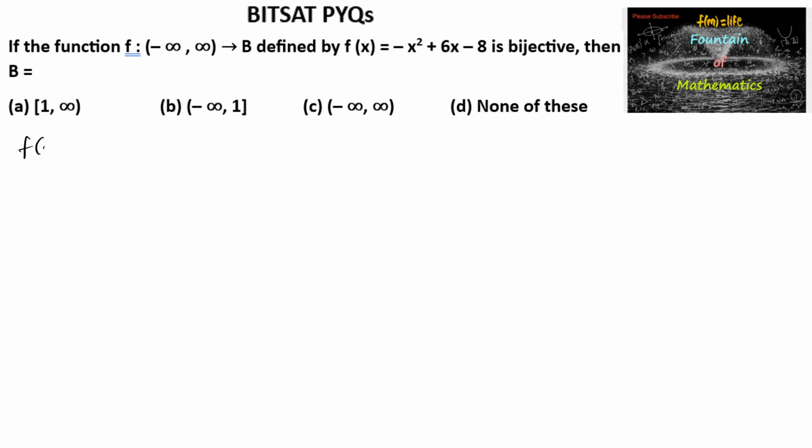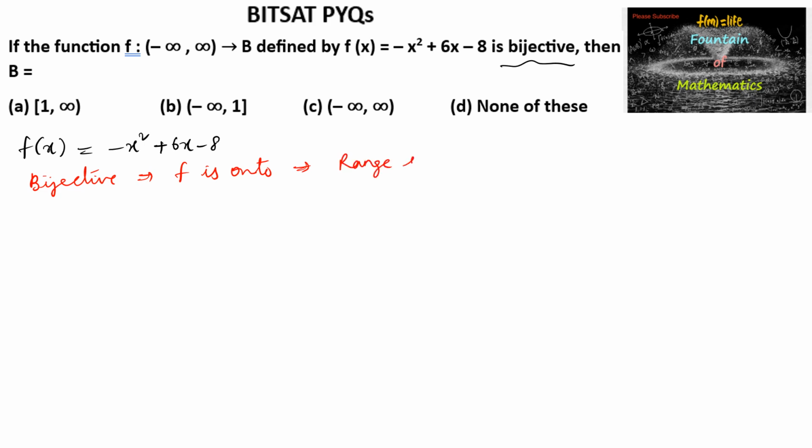Given function f of x is equal to negative x square plus 6x minus 8, which is bijective. Bijective function implies that f is both one-one and onto. When the function f is onto, we can conclude that the range of the function f is equal to the codomain of the function, which is given here as b. So to find the value of b, we need to find the range of f. So let us find the range of the function.